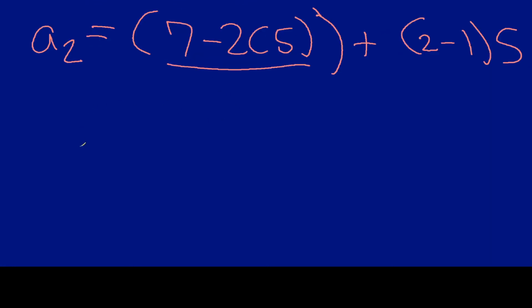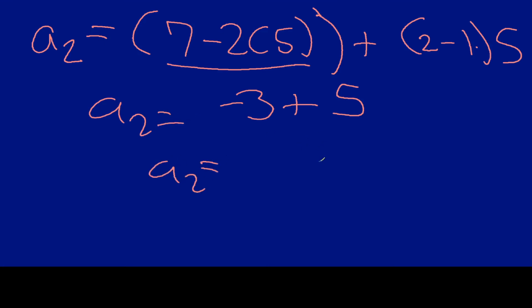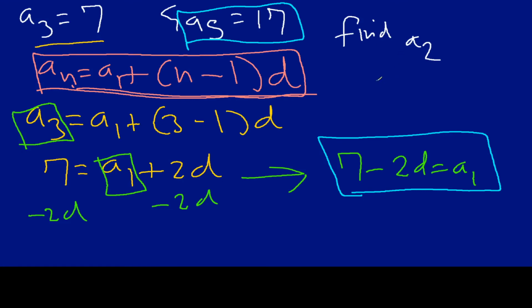So let's see if we can finish this off now. 2 times 5 is 10. 7 minus 10 is going to be negative 3. And so we have 2 minus 1, which is going to be 1. And then we have 5, so plus 5. Okay, and then this is all A2 again. And so A2 is going to equal, looks like, positive 2. So this is our answer. The second term of our sequence is going to be 2.